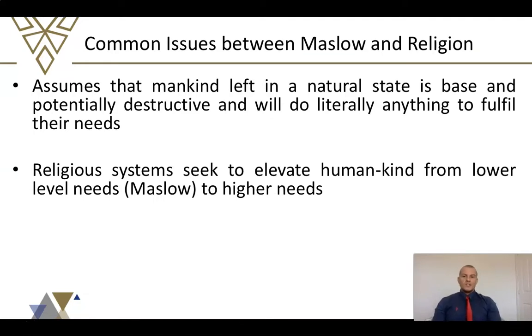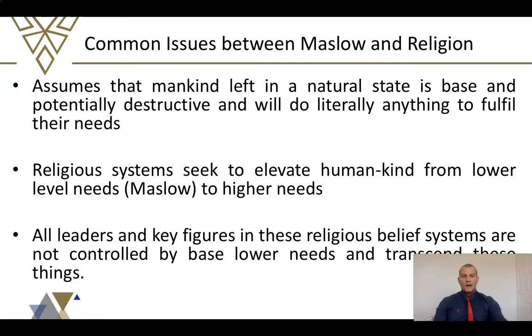Now, religious systems seek to elevate humankind from those lower level Maslow needs to higher needs, and that's what religion professes to do for us. It takes us to a place where we're in a better state of consciousness and we're living as better human beings, and that's where the two really can see eye to eye.